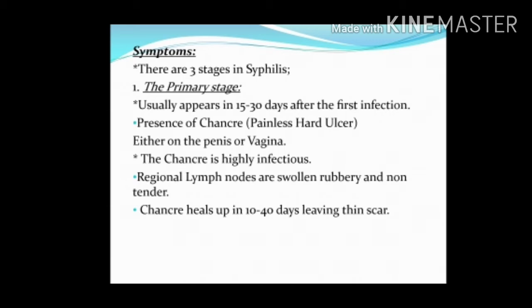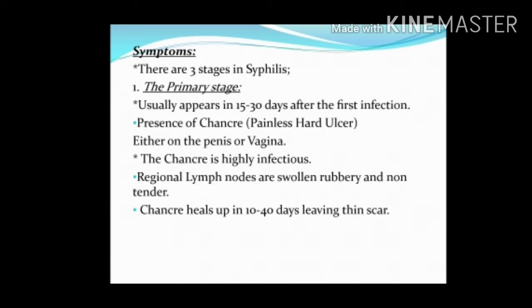The chancre is highly infectious. It means it can easily be passed during sexual intercourse. The disease can easily be passed to the partner because the chancres are highly infectious. The regional lymph nodes are swollen, rubbery and non-tender. This is another symptom.